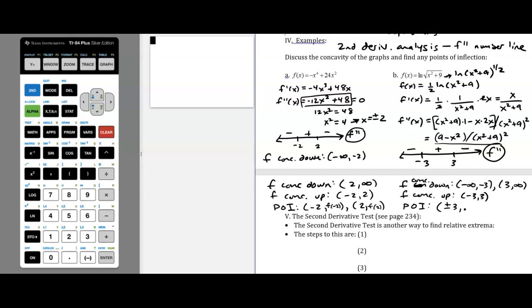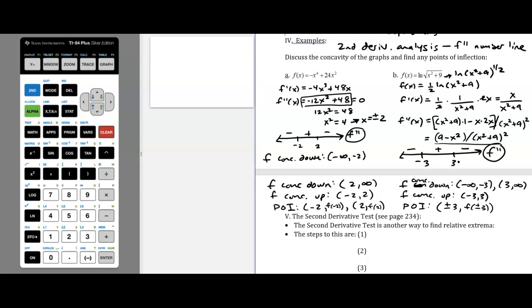Remember, if you wanted the y values for those, just plug those into the original function. So I'm just going to say f of plus or minus 3. Sometimes you've got to watch out, because just because you see the concavity changing at these numbers in the second derivative number line, technically they might not be points of inflection. Here they are, but sometimes they might not be if the original function is not defined at those values. That's a little thing that might pop up.